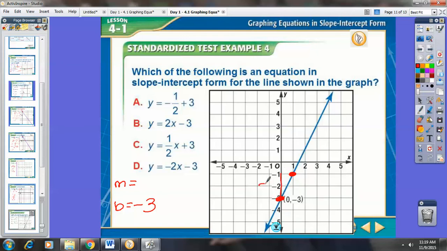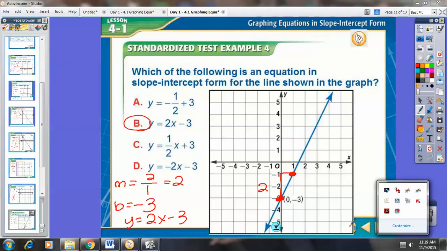We're going to go up 2, so the rise is 2. And we're going to go to the right 1, the run is 1. 2 divided by 1 is 2. So our equation should be y equals 2x minus 3, which is letter B.